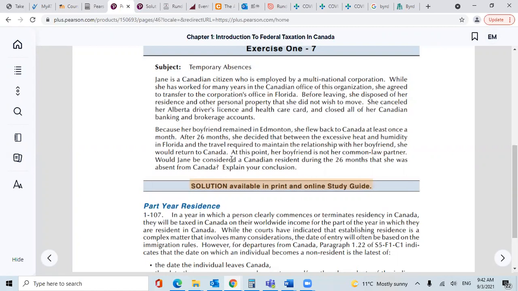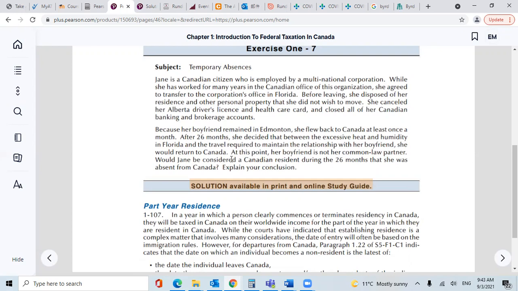After 26 months, she decided that, between the excessive heat and humidity in Florida and the travel required to maintain the relationship with her boyfriend, she would return to Canada. At this point, her boyfriend is not her common law partner. Would Jen be considered a Canadian resident during the 26 months that she was absent from Canada? We could argue yes, she is temporarily absent, but does she need to pay income taxes in Canada? We could say no, maybe no, right?